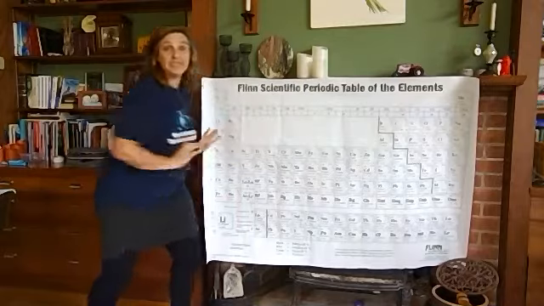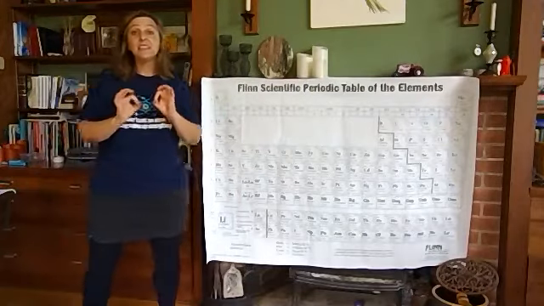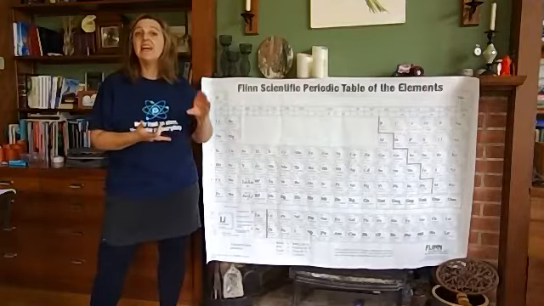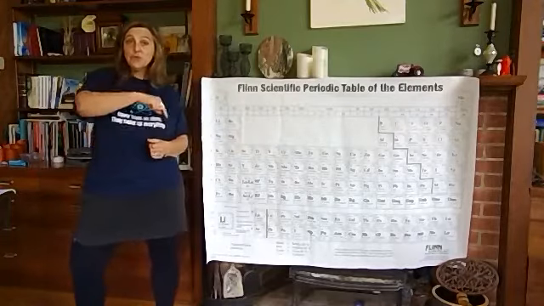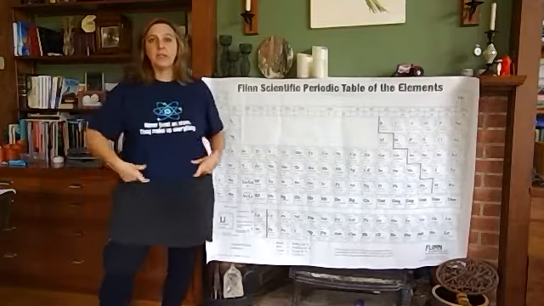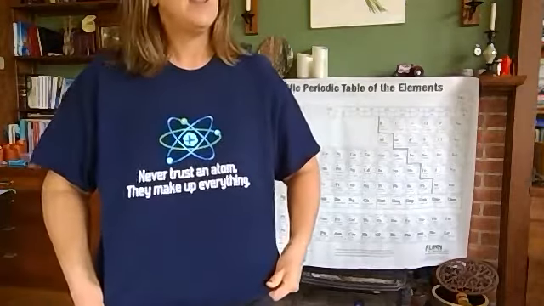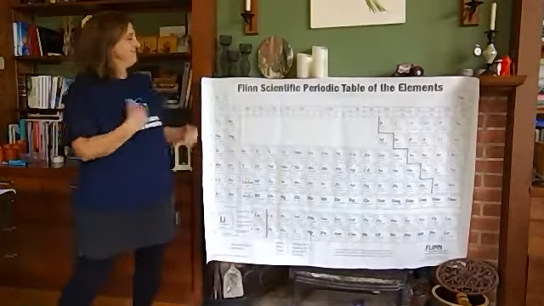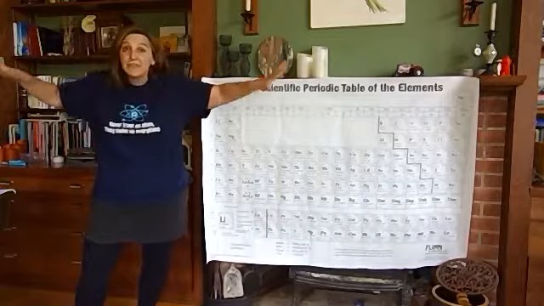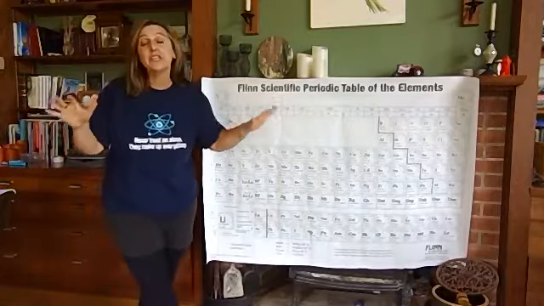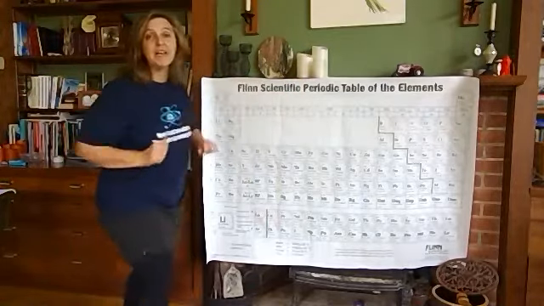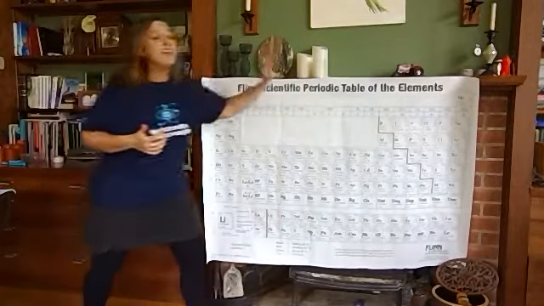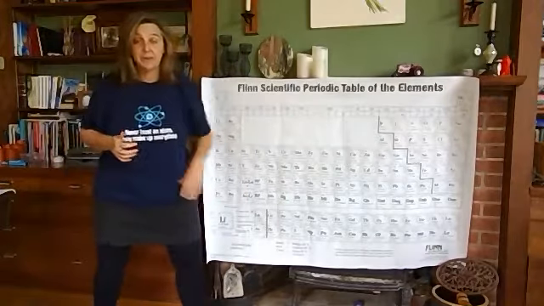Each one of the elements on the periodic table has its own unique number of protons, neutrons, and electrons. Remember from the last couple weeks, if you see my shirt here, never trust an atom. They make up everything. Every single thing on Earth, everything you see back here in this camera, is made up of an element or a combination of elements that come off of this periodic table.